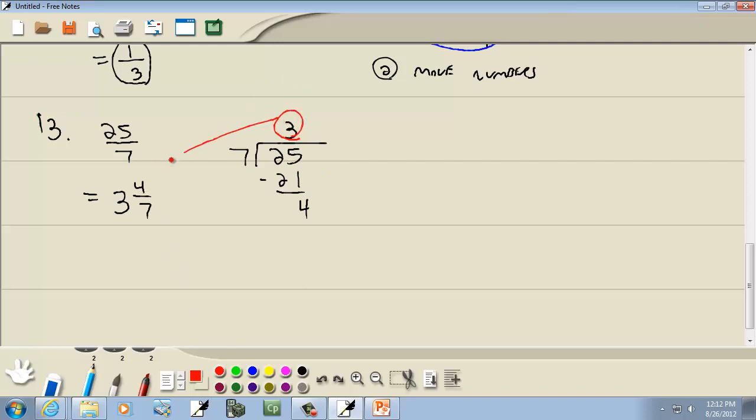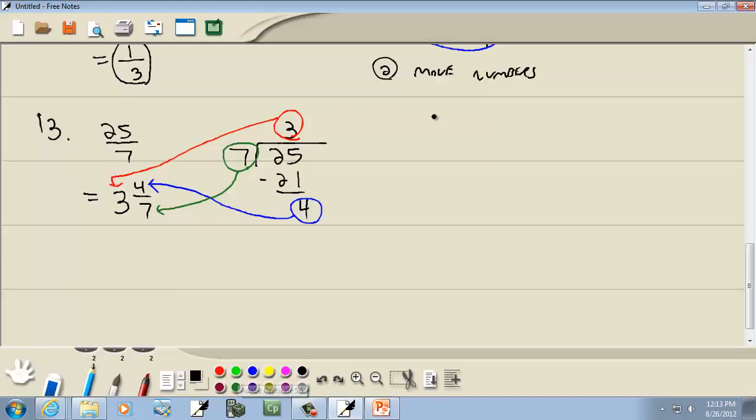This number here goes out in front. Our remainder goes up on top, and whatever number is here goes down below. That's just our original denominator, it stays the denominator. So that would be your answer, 3 4/7.